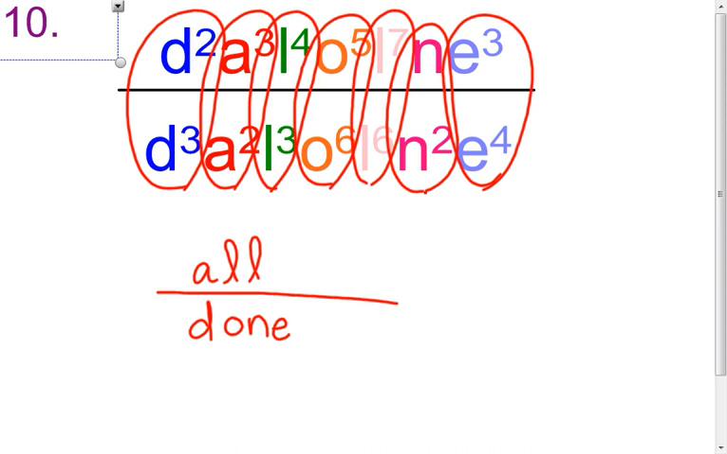All done. Technically, if this were mathematically correct, this should say A L squared because I should add this one and that one over D-O-N-E. But we just try to make this fun. So there you go.